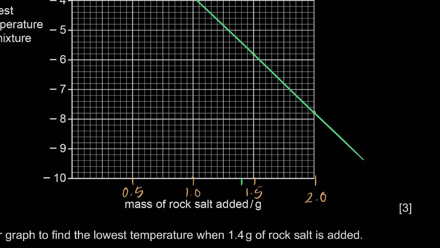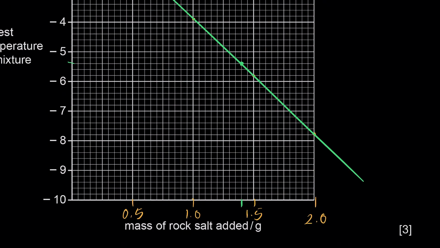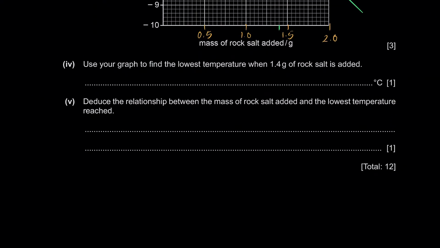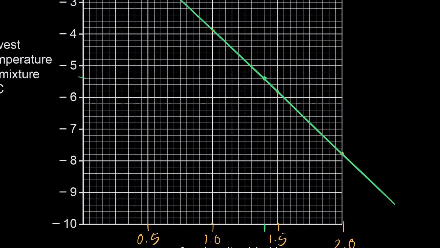So I'll mark that, right? And I'll also highlight this point for reference, kind of like that, or maybe green is fine. What is this value? It's minus 5.4, I think. So let's write down minus 5.4 degrees Celsius. Use the graph to find the lowest temperature when 1.4 grams of rock salt is added. Should be minus 5.4. Let me just have a quick look.